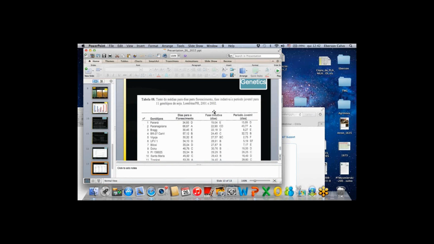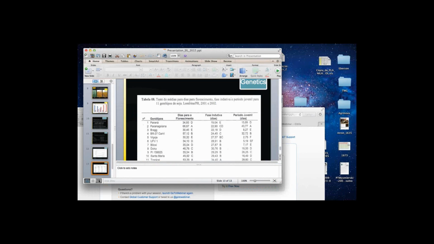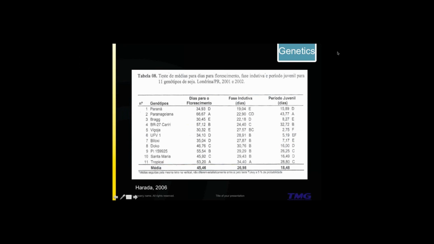Okay, if you compare Paraná with, for instance, Biloxi. Biloxi is a material that we would say is a conventional type of line for us. So Paraná does have a degree of juvenile trait.